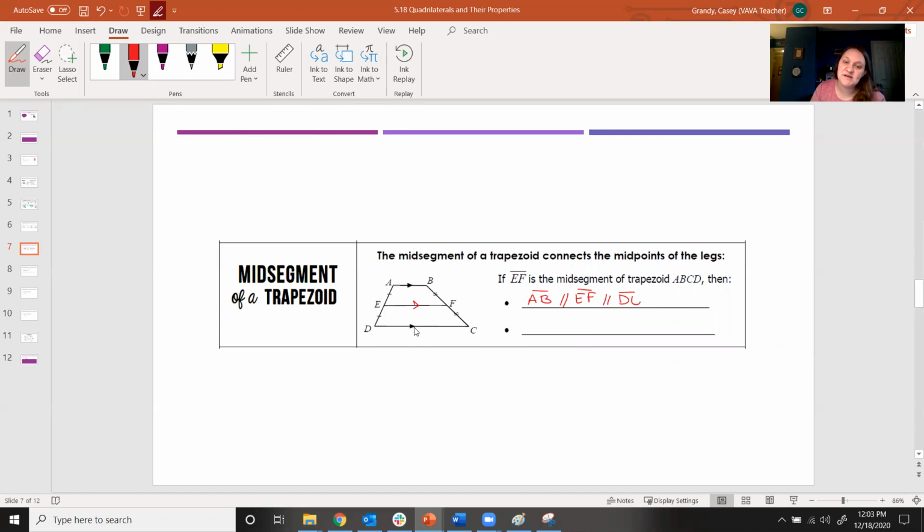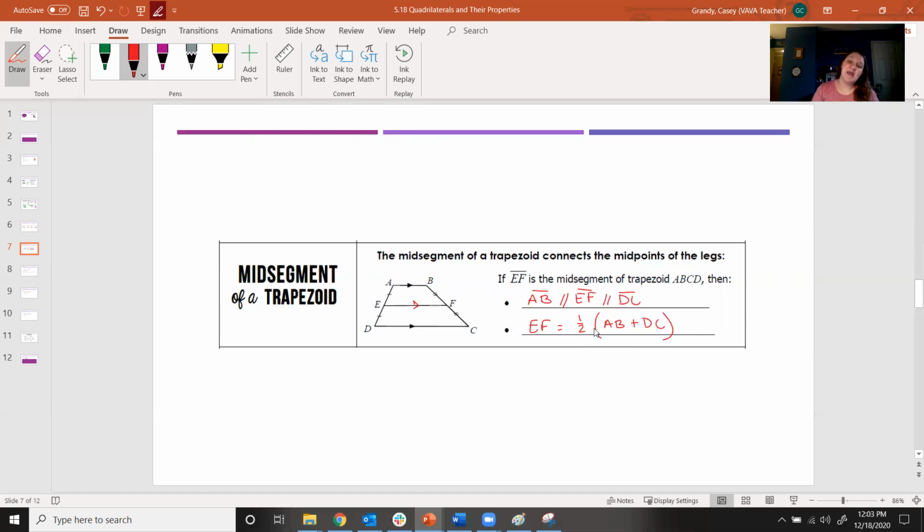And then there is an equation that relates the length of the midsegment to the bases. The length of our midsegment, EF, is going to be half of the length of the bases added together. So the length of AB plus the length of DC.